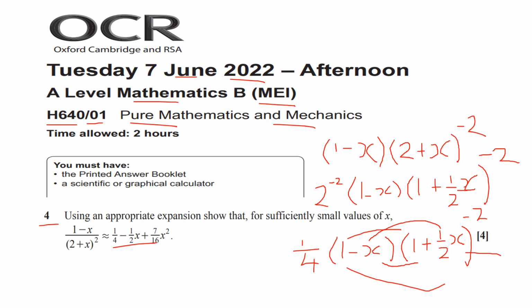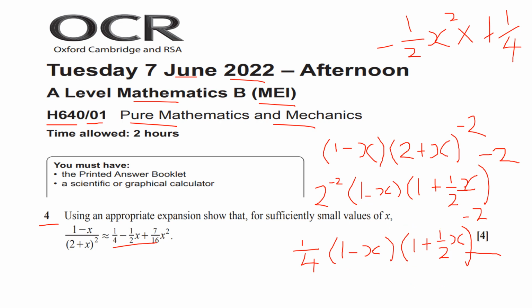So these 2 terms are fine, but this one, I think it requires 1 more term. Because if you do that, actually, you get minus a half x squared. But then if you times that by a quarter, it will give you minus an eighth. But they have it as positive 7/16. So we have to actually expand this here in full. So my bad there, guys. I apologize for confusing you there.